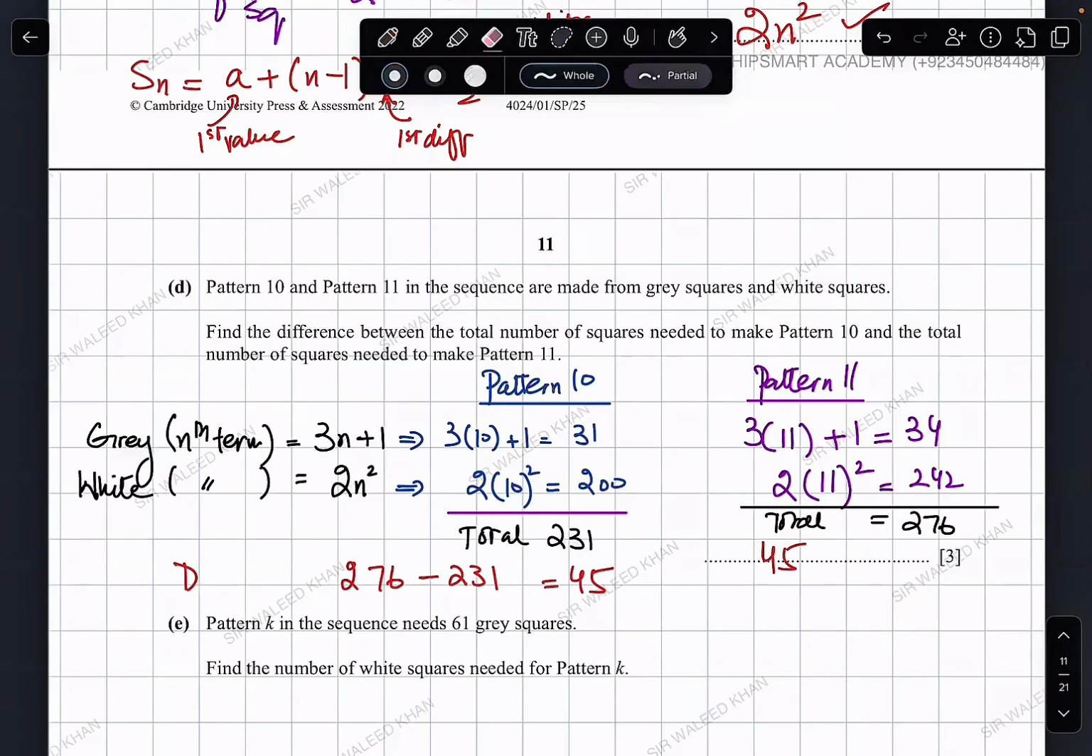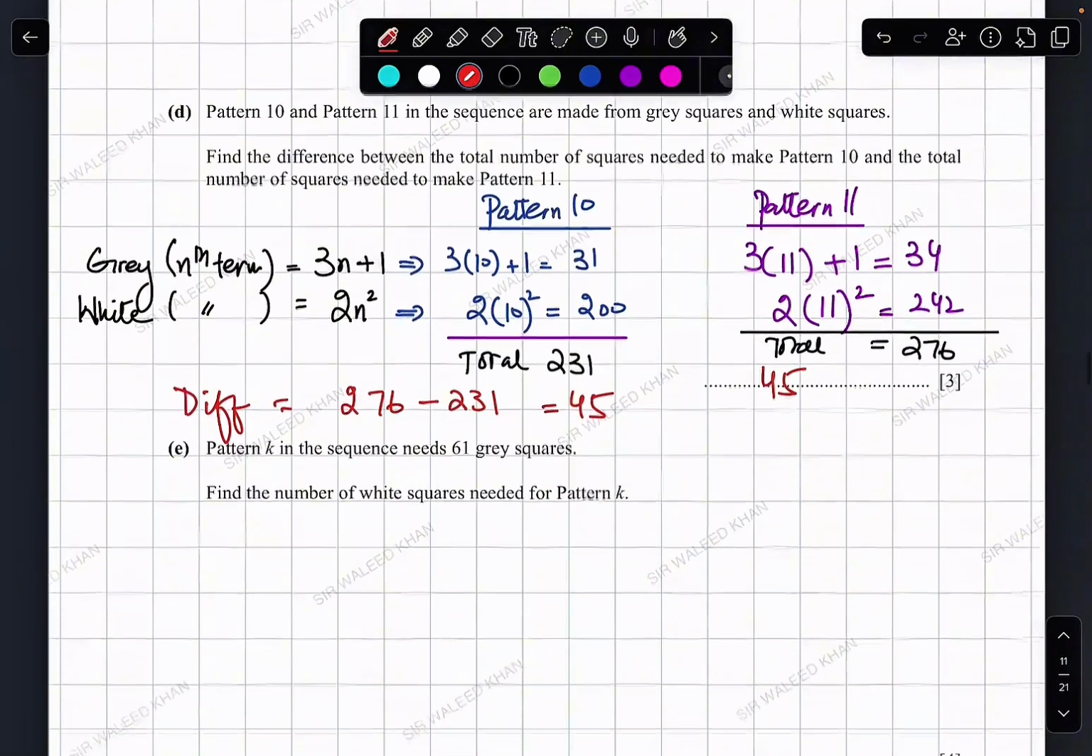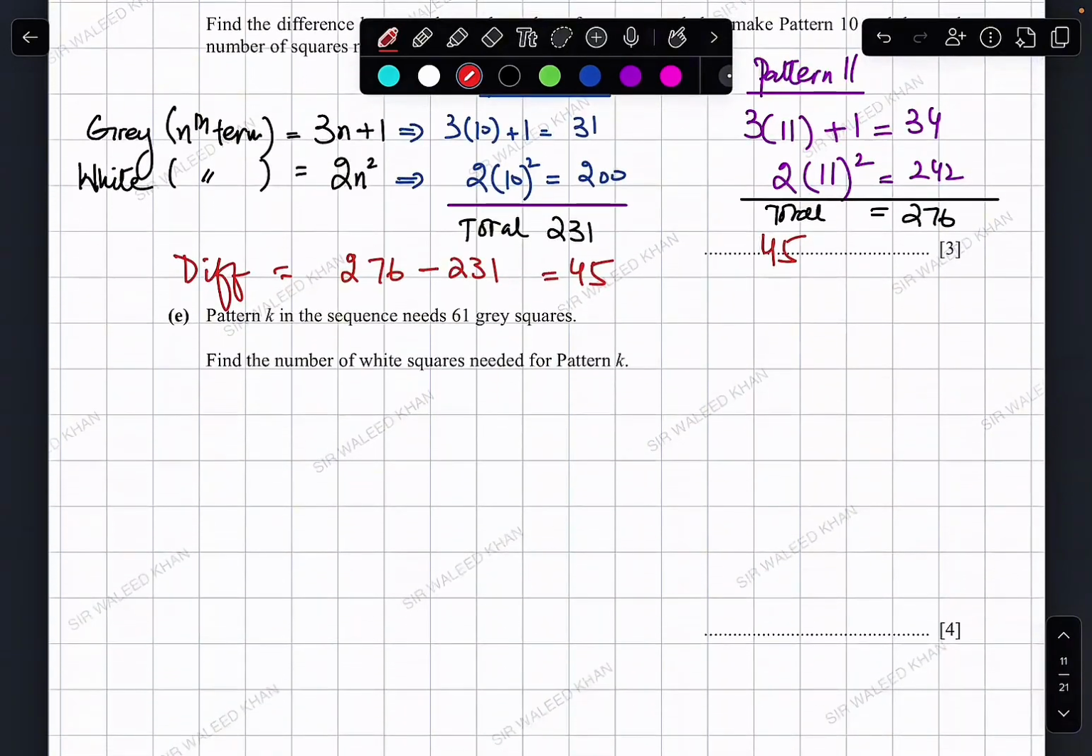Difference. Is that clear? 3-mark question. Show some working. Yes, is that clear? Javeria, is that clear? Mahmood? Okay. Yes, Mahmood, are you clear?